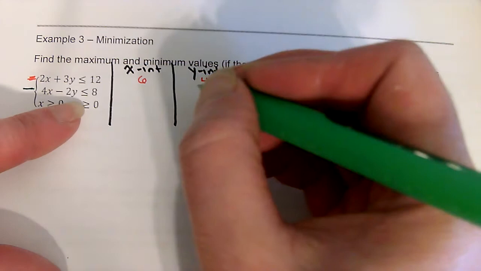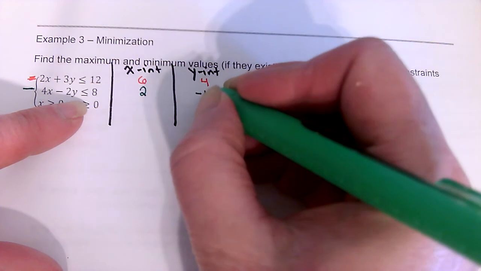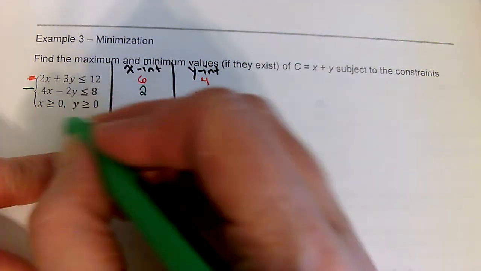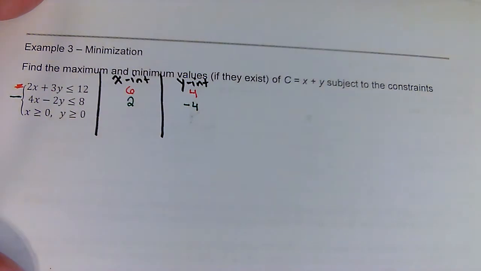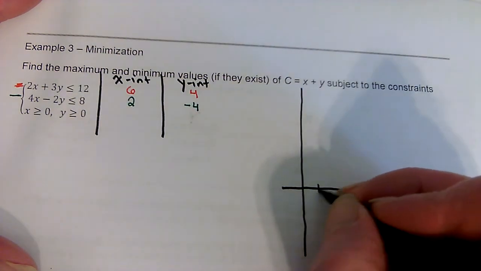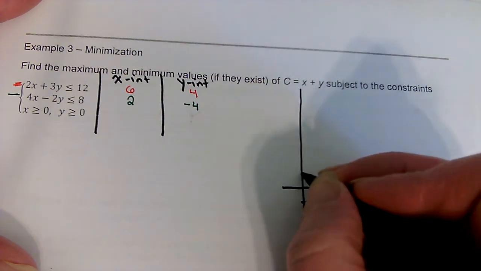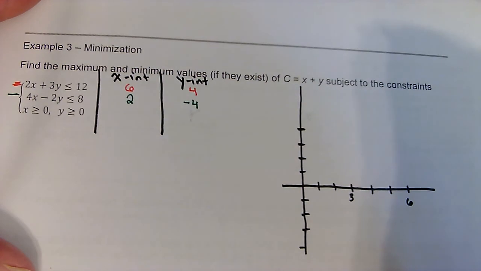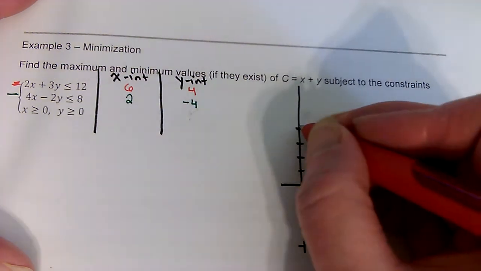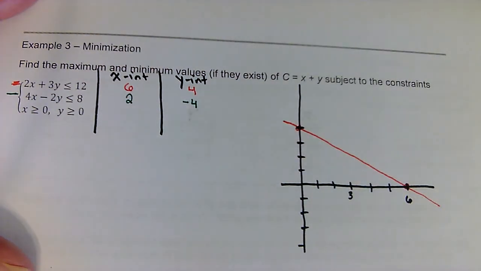I'll make the next one green. X-intercept is going to be 2. Ooh, the y-intercept's actually at a negative 4. Okay, so we have to take that into consideration when I'm drawing the graph, but that's okay. And then we have the constraints, so we're really only looking at positive x and y values. So the first line is connecting this x-intercept and this y-intercept, and we're shading below it because it says less than.